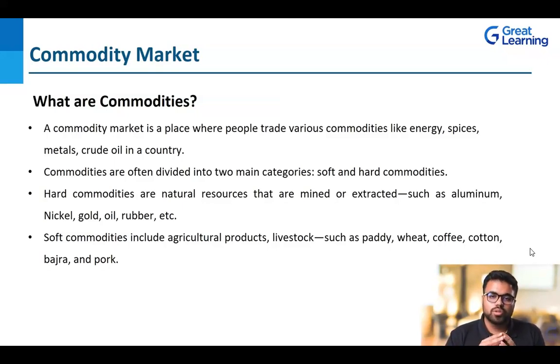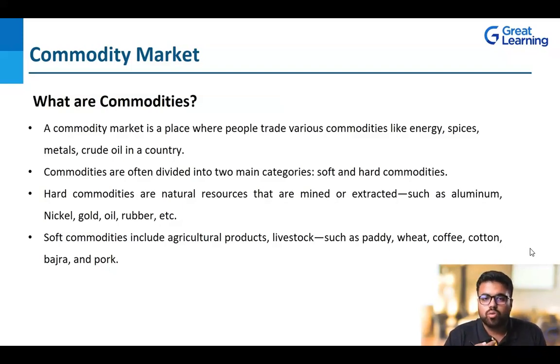So basically, the commodity markets are divided into two major categories called soft commodities and hard commodities. Hard commodities are natural resources that are mined, right? It requires physical digging of a particular land to extract it. So these are rare earth metals like gold, silver, aluminium, nickel, or oil, which are extracted by a complex process to dig out these things. So that is called hard commodities.